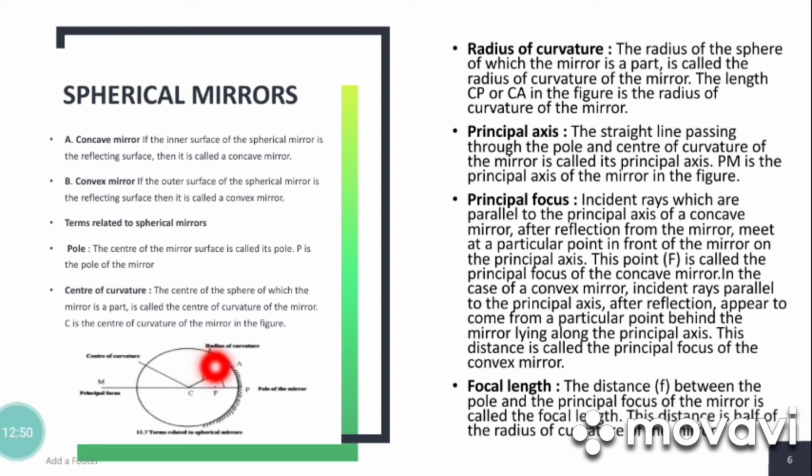In the case of a convex mirror, incident rays parallel to the principal axis after reflection appear to come from a particular point behind the mirror, lying along the principal axis. This point is called the principal focus of the convex mirror. The principal focus is represented by capital F. Focal length is represented by small f. The distance between the pole of the mirror and the principal focus is called the focal length. This distance is half the radius of curvature of the mirror.